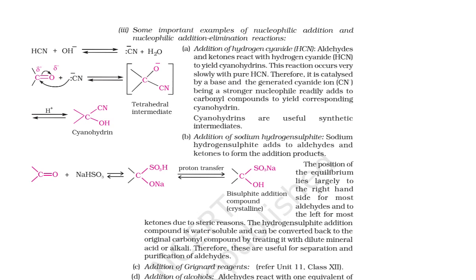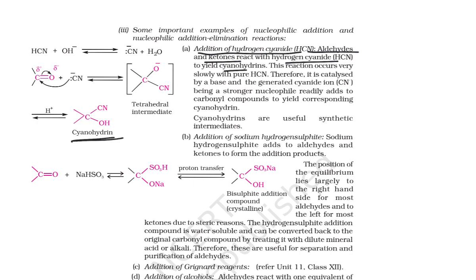So in this video we are going to discuss the nucleophilic addition and elimination reaction. First thing, the addition of hydrogen cyanide to the aldehyde. Aldehyde and ketone react with hydrogen cyanide to yield the cyanohydrin. This is your cyanohydrin, right?